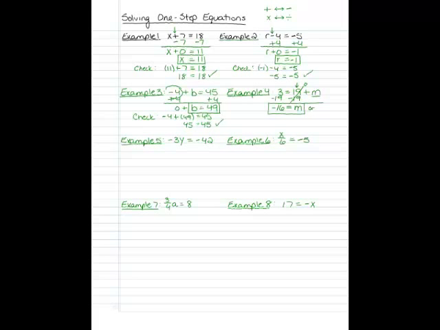You could also rewrite it if you like the variable to be on the left-hand side. m equals negative 16. All right, either one of these will work. You do still want to perform a check.